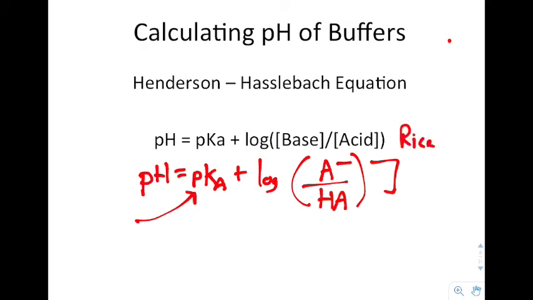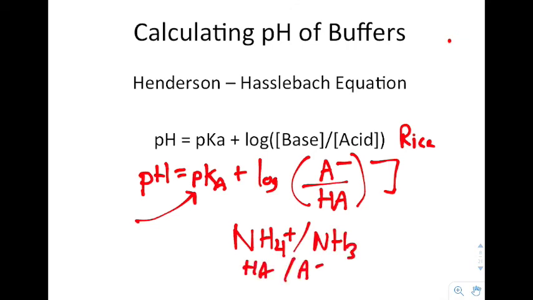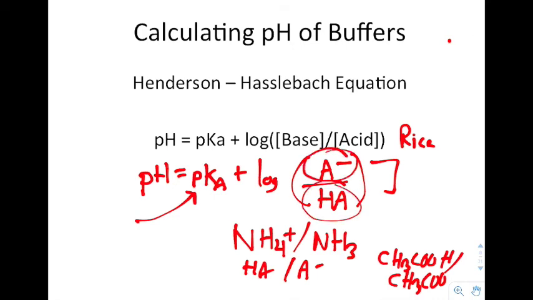Sometimes it's a little easier than that, but for the most part, you're going to use a Rice chart in order to figure those values out. So an example of A minus and HA could be something like NH4+ and NH3. This would be your HA, and this would be your A minus. It could also be something like CH3COOH and CH3COO-. The trick is to identify what the conjugate base is and what the acid is. Once you have that, it becomes really easy. Now, this particular term is the reason why you have what's called the buffer capacity.